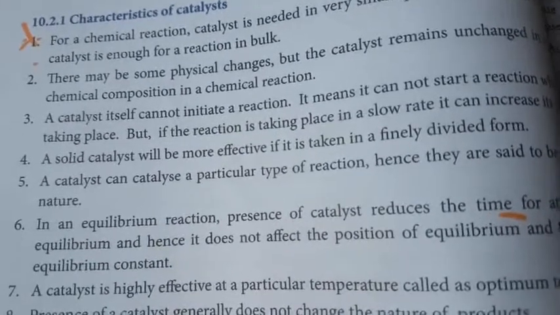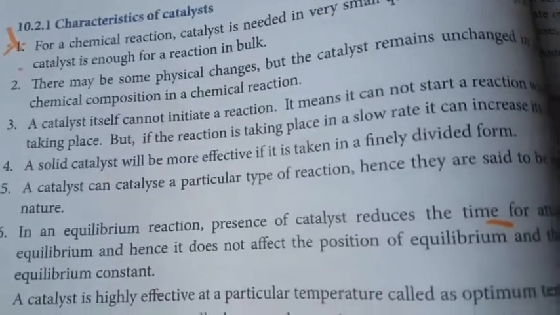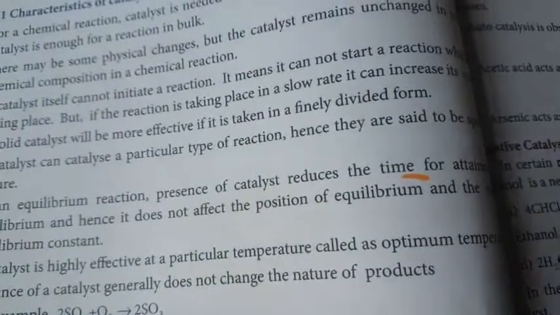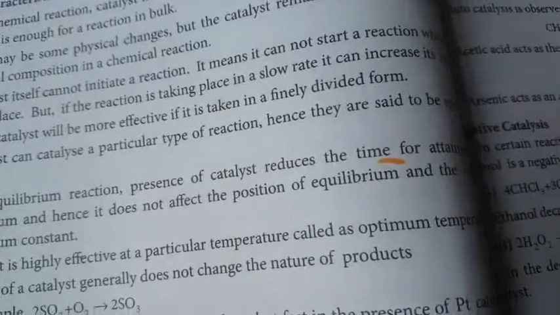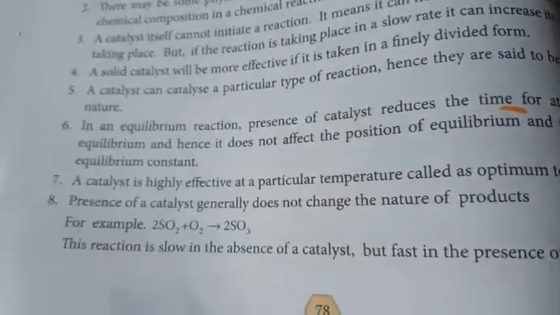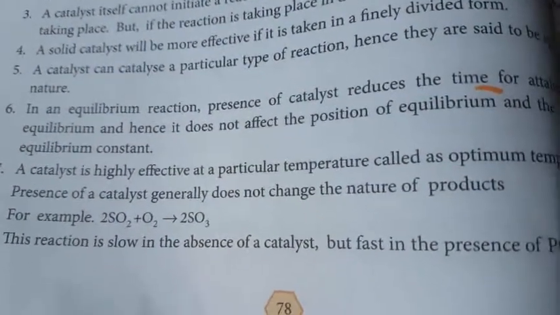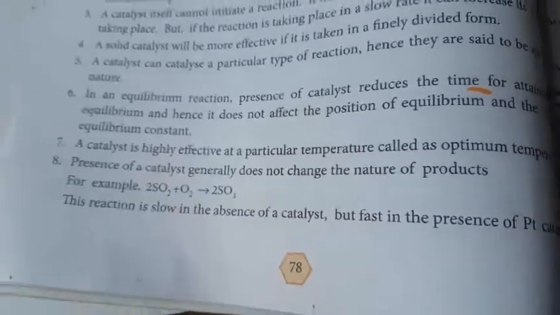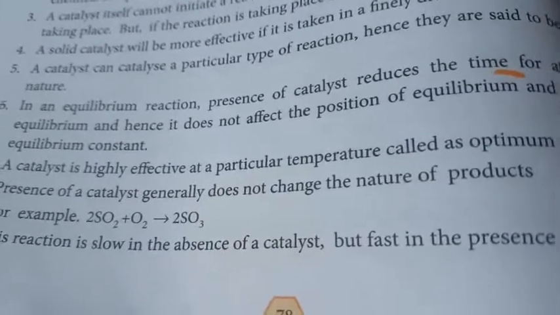A solid catalyst will be more effective. A catalyst is specific to a particular type of reaction, depending on its nature. In an equilibrium reaction, the catalyst reduces the time, hence it does not affect the position of the equilibrium. It is highly effective at a particular temperature, called the optimum temperature. The presence of catalyst generally does not change the nature of the reaction, only the speed of the reaction. Okay, so these are the characteristics of the catalyst.